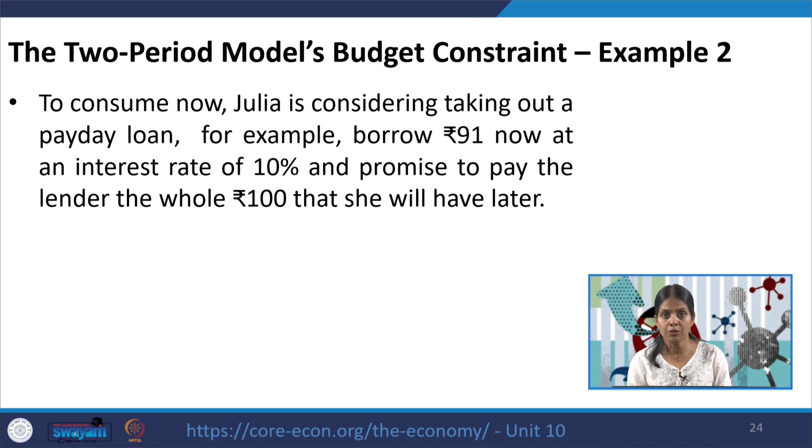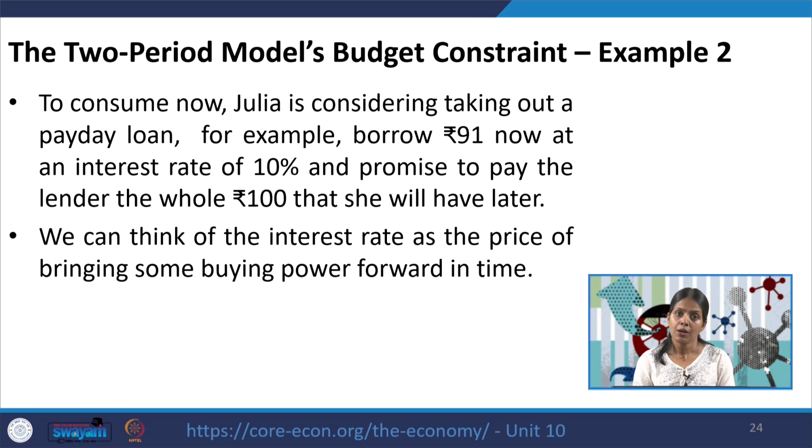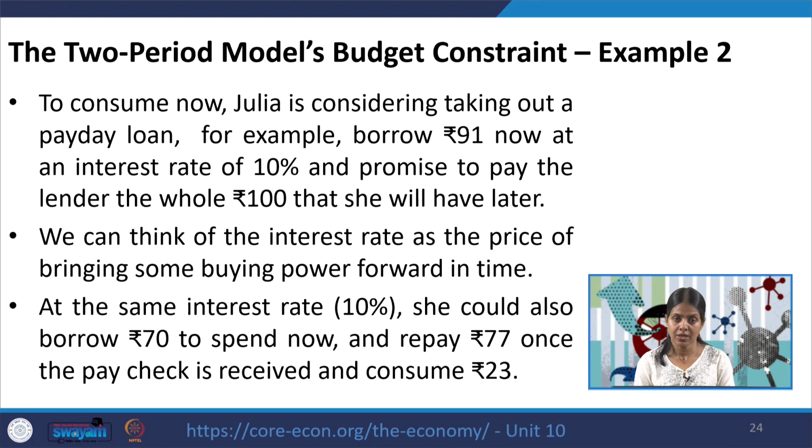To consume now, Julia is considering taking out a payday loan, for example, borrow 91 now at an interest rate of 10% and promise to pay the lender the whole 100 rupees that she will have later. We can think of interest rate as the price of bringing some buying power forward in time. Since I am bringing it forward, I have to pay a price for that, and that price is the interest rate. At the same interest rate, she could also borrow 70 rupees to spend now and repay 77 rupees once the paycheck is received, and consume 23 rupees.